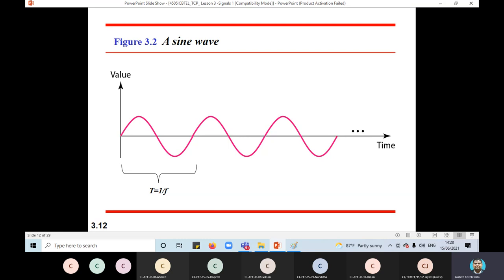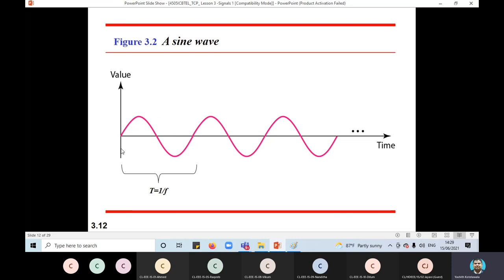Revolutions per second: how many cycles will be completed, how many revolutions are there in a 1 second time duration? How many complete cycles are there in one specific second? How many oscillations are there in one specific second? Or how many wave components are there in one specific second is what we call frequency. So 1 second is the SI unit for all these rates of change according to time.